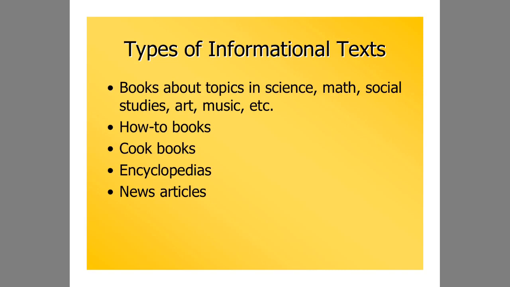So there are different types of informational texts, books that are about topics such as science or mathematics, geography, art, music, physical education, health. Those are examples of informational texts. Also how-to books, cookbooks, encyclopedias, which tend not to be used very commonly anymore, as well as news articles are all examples of informational texts.